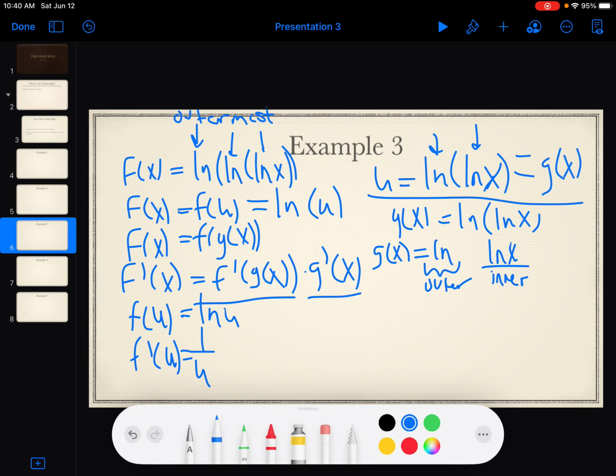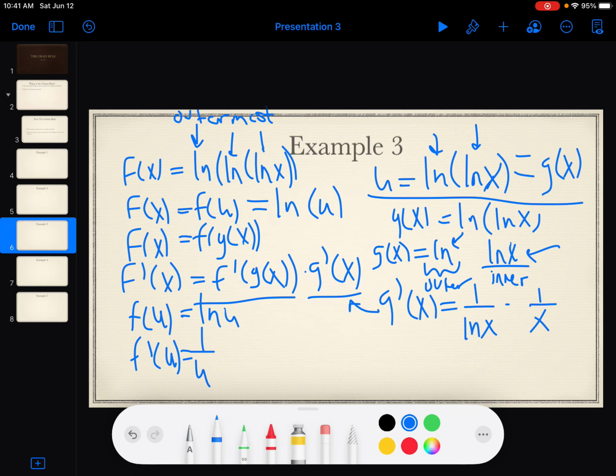So what is the input here? Well, the input is ln x, the inner function. So g prime of x, what do I get? I get 1 over ln x. And what's the inner function? Sorry, the inner function is ln x as well. So what's the derivative of ln x now? The derivative of ln x is just 1 over x. So there we go. We took the derivative of our outer function and our inner function and multiplied them together.